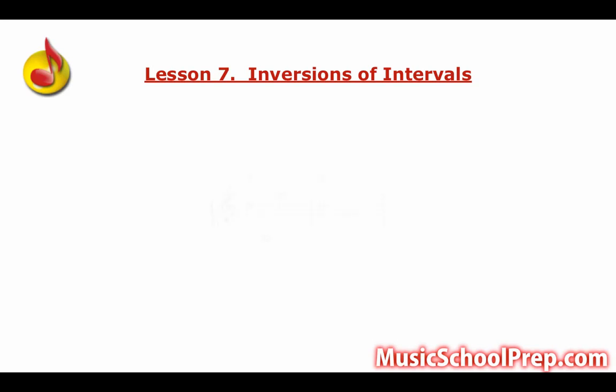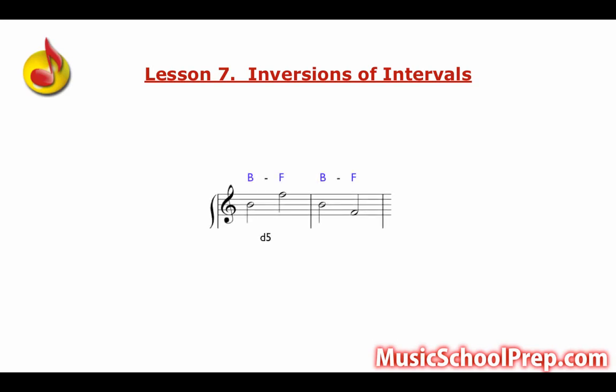Here we have a diminished fifth interval, so 9 minus 5 gives us 4. We know the quantity is a fourth. And as we just discussed, diminished intervals, when inverted, produce augmented intervals and vice versa. So this inversion results in an augmented fourth.